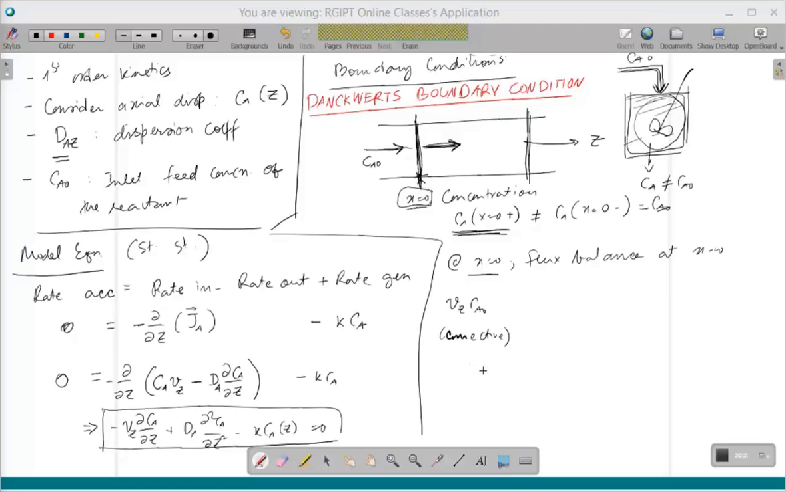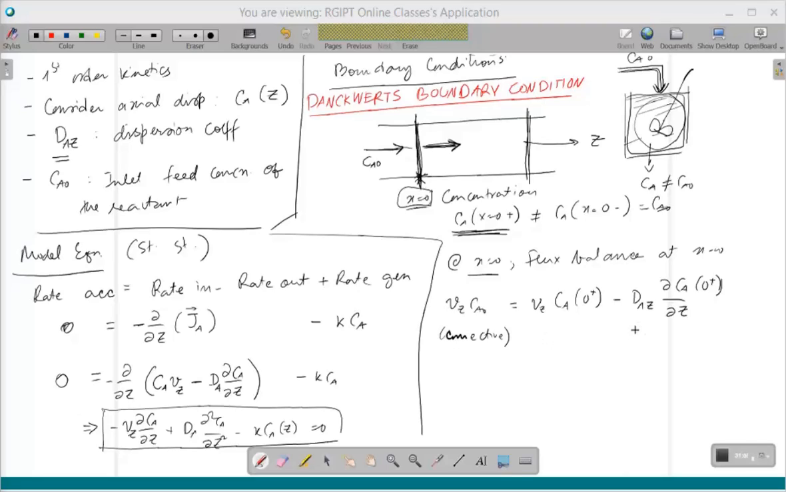But the flux leaving this boundary at x equal to 0 will have both components: Vz into Ca at 0 plus, and then a diffusive component, which is minus D del Ca by del z at 0 plus. 0 plus means right next to the boundary on the right hand side, that is x equal to some epsilon value, in the limit epsilon tends to 0 from the right. So this would be your boundary condition.